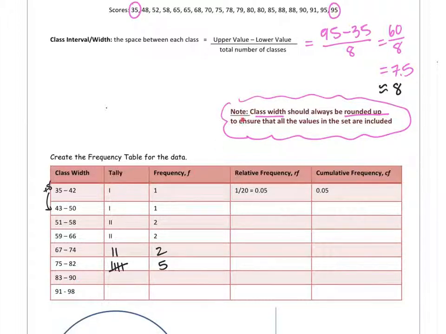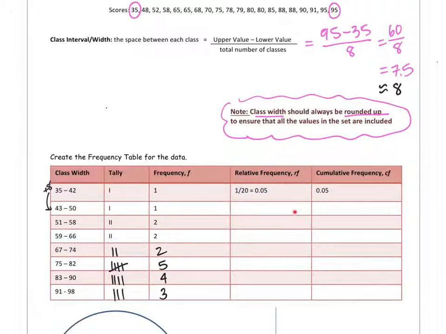83 to 90, so if I look at this list again, 83 and 90, 85, 88, 88, so that's 1, 2, 3, 4. That is 4 digits in our list that are in that interval. And last but not least, numbers between 91 and 98 are going to be 91, 95, and 95. And so that is 3 digits right there, so that is going to be 3 for our frequency. All right, so that's how you can find your frequency, is basically tally up the numbers within that interval.